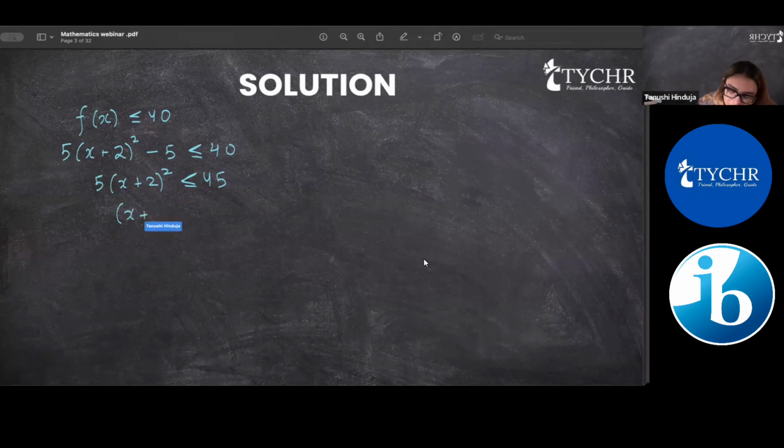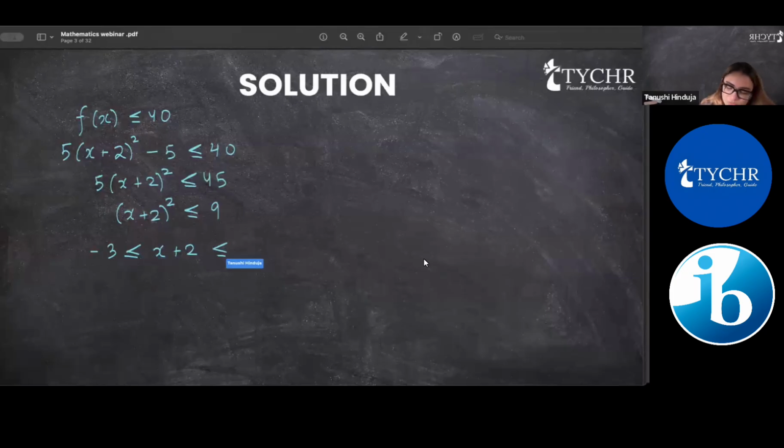Dividing by 5, (x + 2) squared is less than or equal to 9. Now, since it's a square inequality, x + 2 would lie between -3 and 3 when we take the square root. Then we subtract 2 from both sides. So x is greater than or equal to -5, and less than or equal to 1. So it's between -5 and 1. That would be the answer for the C part.